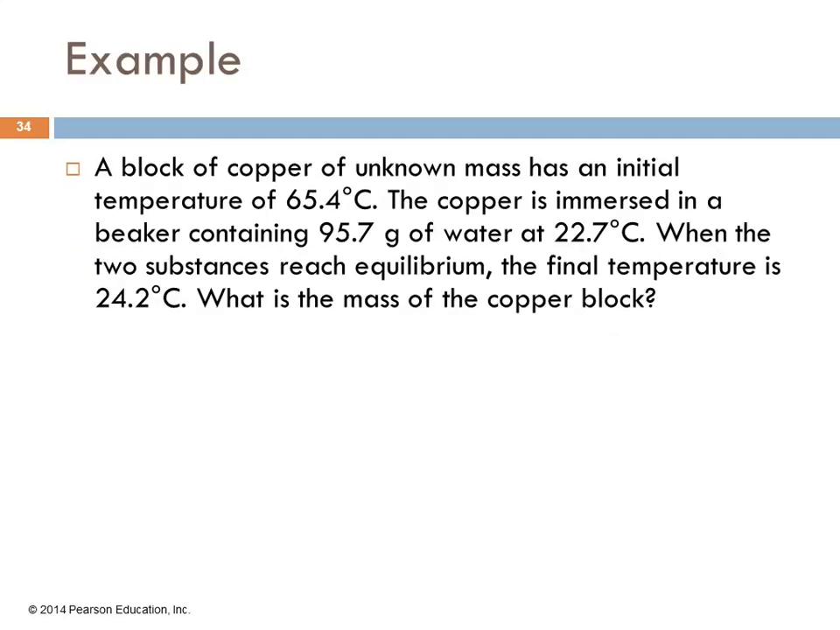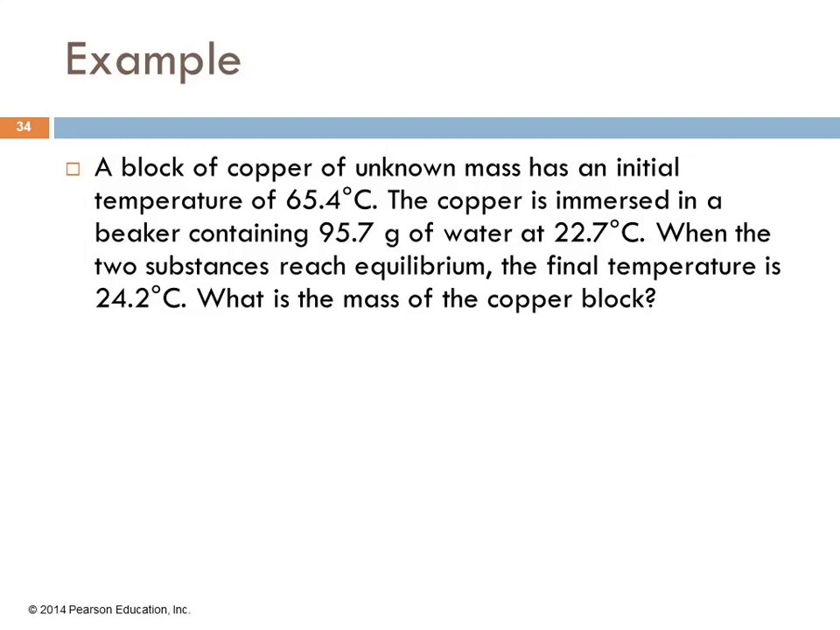So let's do an example. Block of copper of unknown mass has an initial temperature of 65.4 degrees Celsius. The copper is immersed in a beaker containing 95.7 grams of water at 22.7 degrees Celsius. When the two substances reach equilibrium, the final temperature is 24.2 degrees Celsius. What is the mass of the copper block?